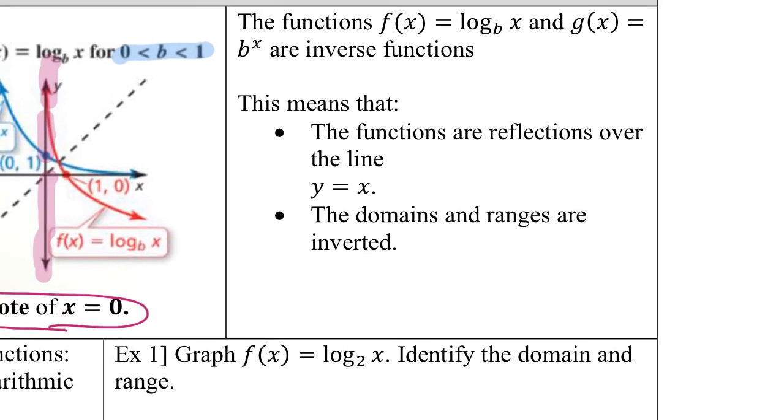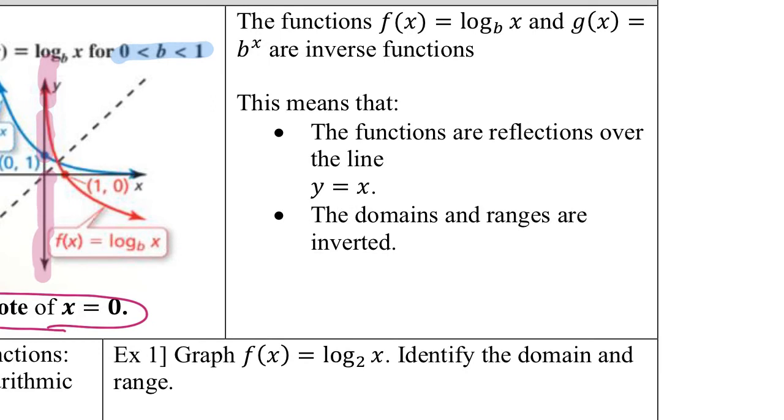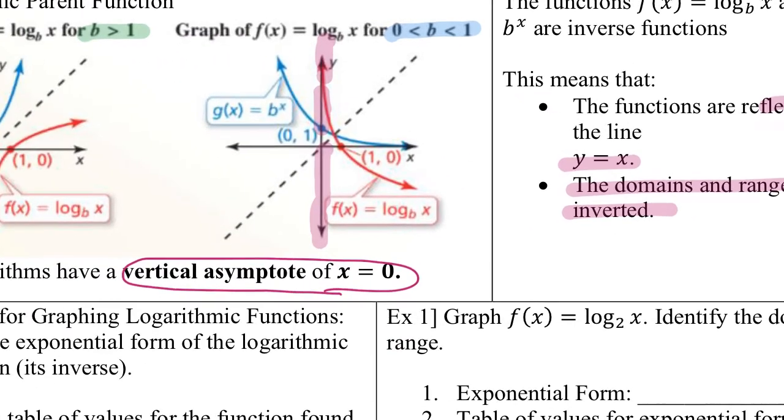So the functions log base b of x and b to the x are inverses. So that means two things. That means they are reflections over the line y equals x. It also means that their domains and ranges are inverted. So let's talk about how to graph one of these.